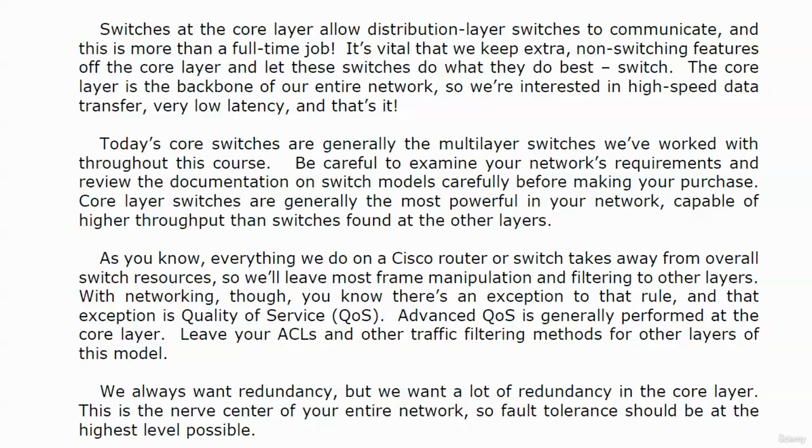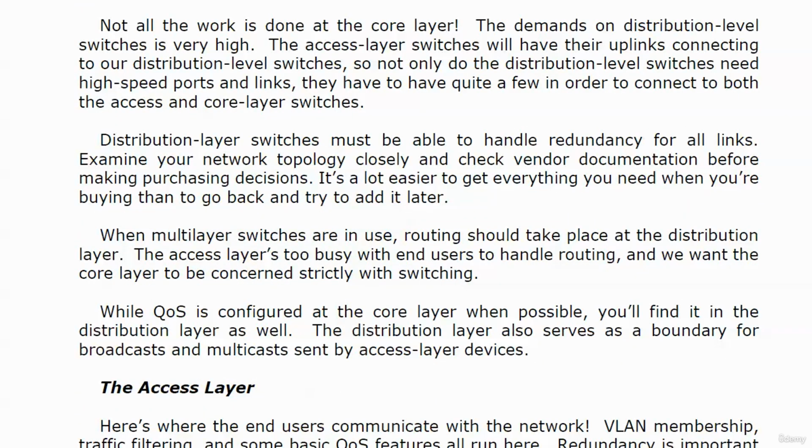Now, if you are not familiar with the term quality of service, you should get familiar with it. It's not part of the CCNP curriculum right now, but basically it's a way to indicate preferred traffic, non-preferred traffic. In moments of congestion, we want this kind of traffic to go first, and we want this kind of traffic to be dropped. I am oversimplifying, but that's basically what QoS does. Now, we always want redundancy, but we want a lot of redundancy in that core layer. This is the nerve center of our entire network, can't be overstated, so fault tolerance really must be at the highest level possible.